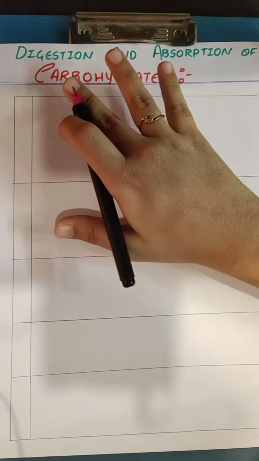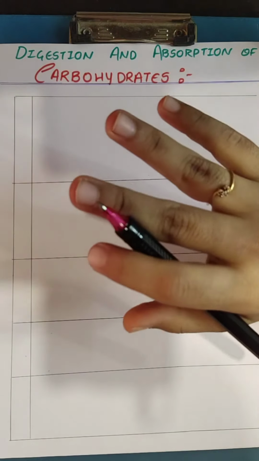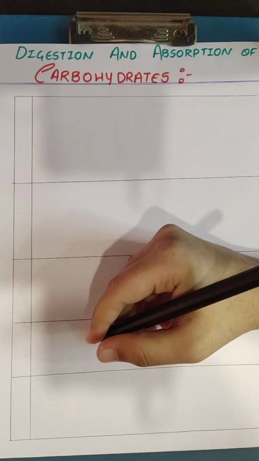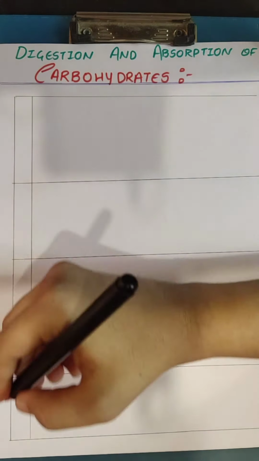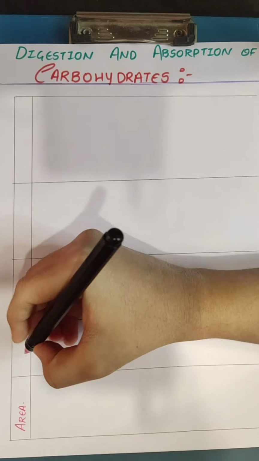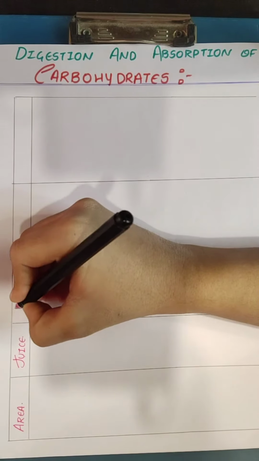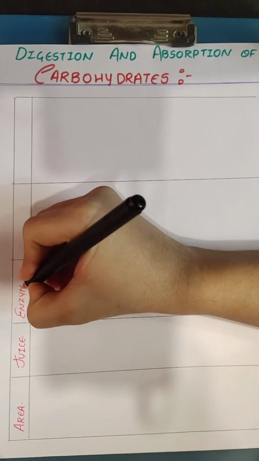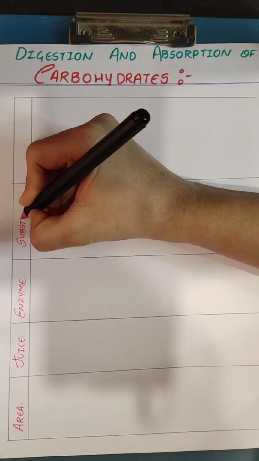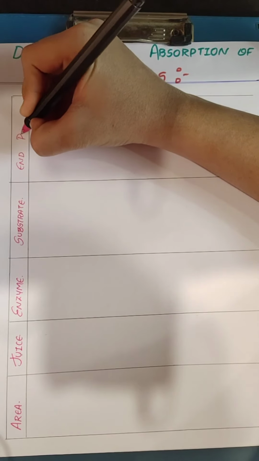First, we'll look at the digestion of the carbohydrates. We'll make a chart so that we get a simplified version of the digestion of carbohydrates. First, we'll write all the headings. First one is the area, juice, enzyme present in that area, substrate, as well as the end product.